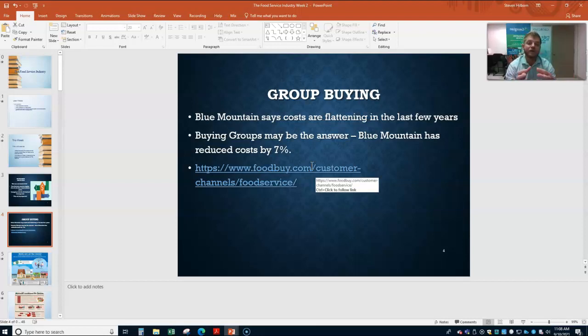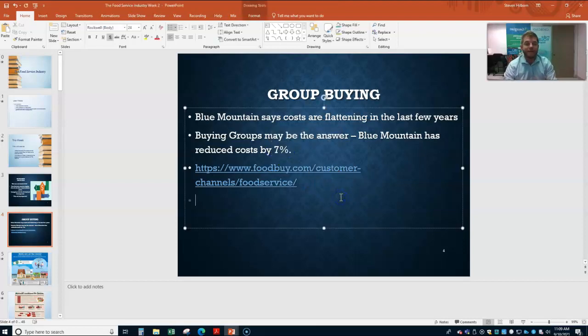And they say, as long as you use us and our particular companies that we have approved, you get a huge cost savings. So Blue Mountain has reduced their cost by 7%. Now that's 7% extra they get to keep, which is insane. And as you will see in the next few slides where I show you how much most restaurants get to actually take home, if you were to add 7% on top of that, you'd be very, very happy.